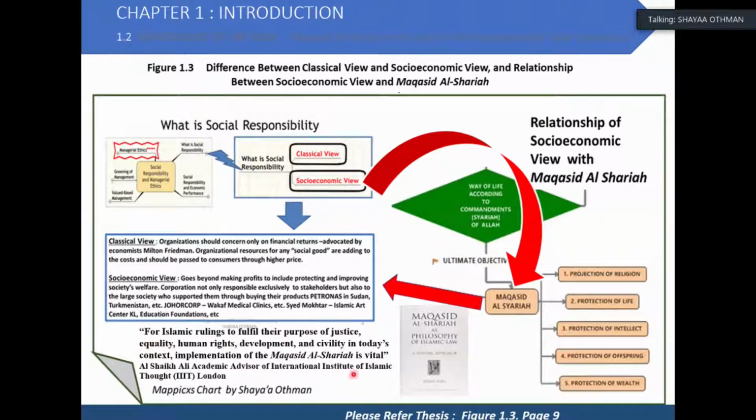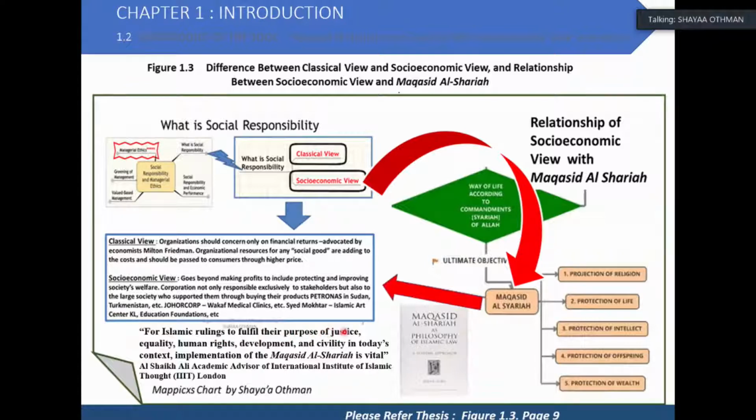I quote Sheikh Ali, academic advisor, IIIT London, in his book. He said that for Islamic ruling to fulfill their purpose of justice, equality, human rights, development, and civility in today's context, implementation of maqasid al-Sharia is vital. This is very important. I like to quote his words. This is Sheikh Ali, academic advisor to IIIT in London, in this book. I just like to repeat: for Islamic ruling to fulfill their purpose of justice.